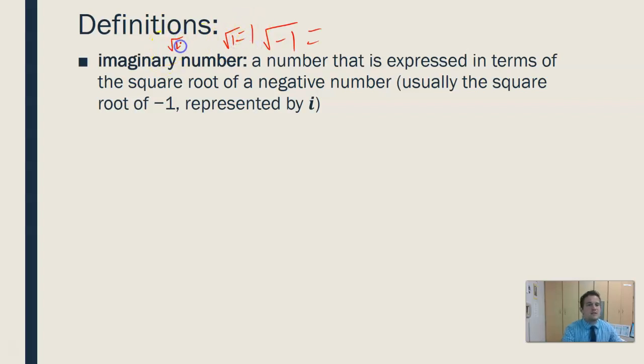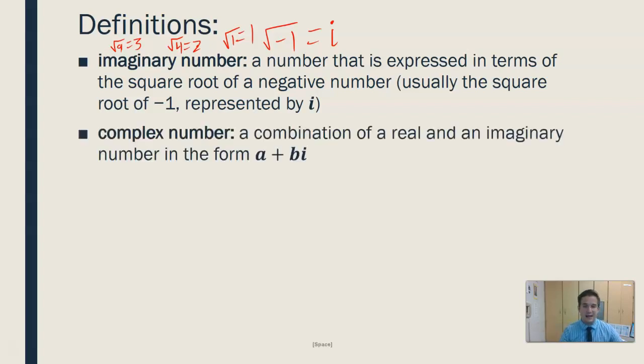The square root of a positive 4 would be 2, because 2 times 2 is 4. 1 times 1 is 1. The square root of 9 is 3, because 3 times 3 is 9. But the square root of -1, there's not a number if I multiply by itself that will give me -1, so I classify that as an imaginary number, and I use the letter i to denote that. So whenever I square root a negative number, I get an imaginary number, and I denote that with the letter i.